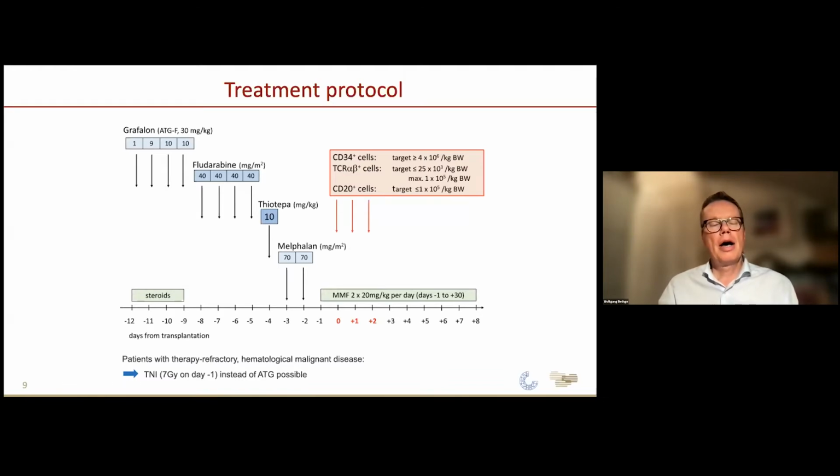We use a pre-dosing with ATG Grafalon, so ATG Fresenius, in a total dose of 30 milligrams per kilogram, very early prior to transplantation. So it's placed on day -12 to day -9 prior to transplantation to allow the lowest possible levels of ATG in the system at the time of transplantation.